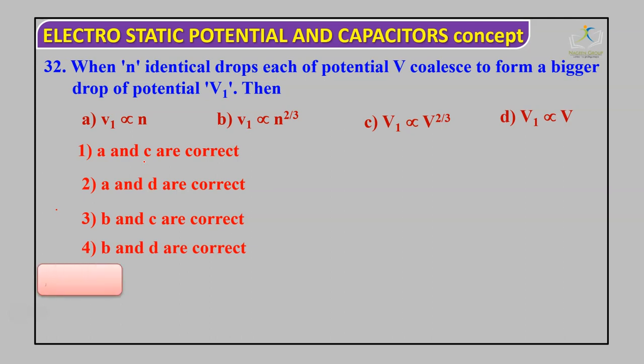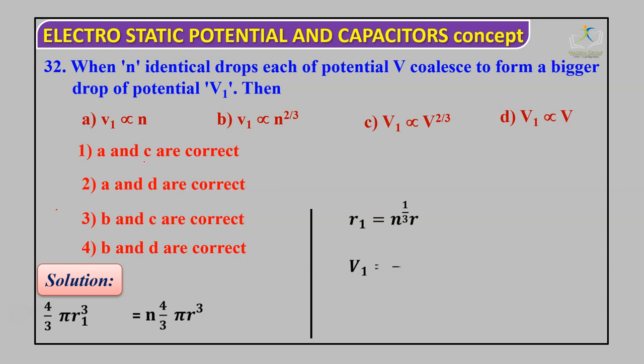Let us see the solution of this question. So we know that the volume 4 by 3 pi r1 cubed is equal to n times 4 by 3 pi r cubed. According to this, we can say r1 is equal to n to the power 1 by 3 times r, or V1 is equal to 1 by 4 pi epsilon naught times nq divided by n to the power 1 by 3 times r. Hence, we can say that n to the power 2 by 3 times V is equal to V1. That means B and D are correct.